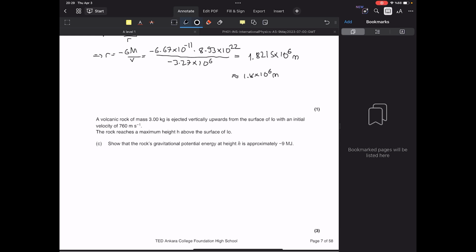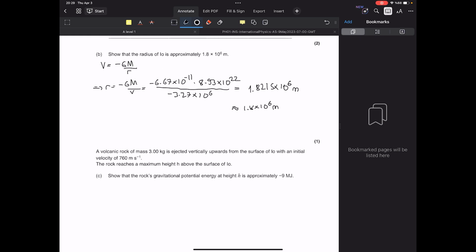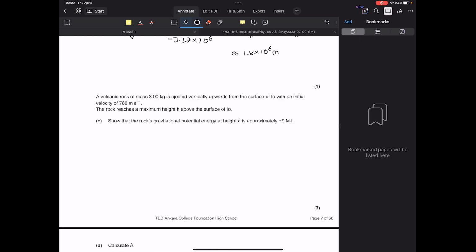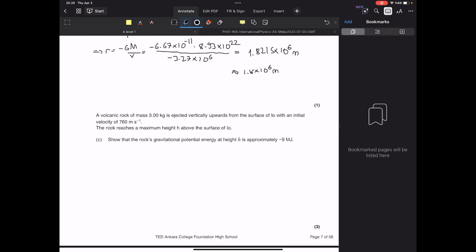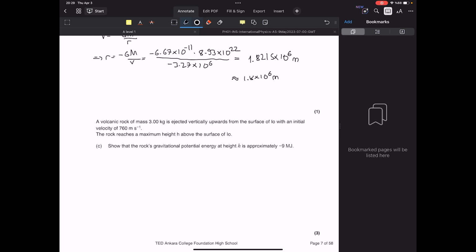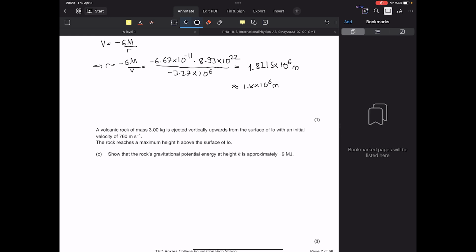So next, a volcanic rock of mass 3 kilograms is ejected vertically upwards from the surface of Io with an initial velocity of 760 meters per second. The rock reaches a maximum height h above the surface of Io, and we need to show what the rock's gravitational potential energy at h is.